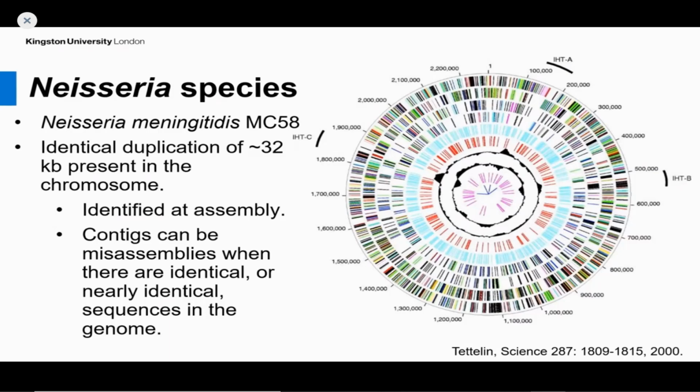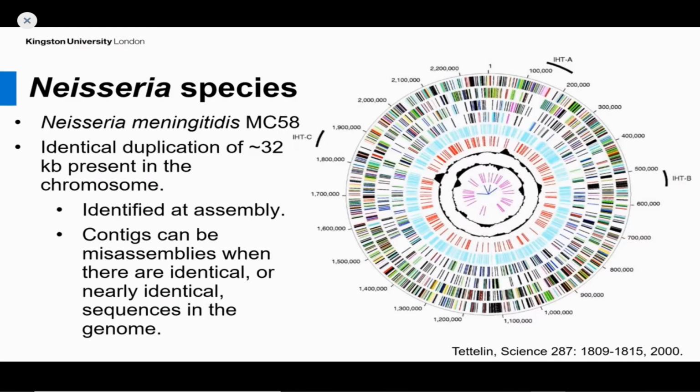One of them was strain MC58, and that was discovered during the assembly of the strain MC58 data from back then being Sanger sequence data. As that was being assembled and people were making sure that this was assembled correctly, it was discovered that some of those contigs were actually duplications. There was a 32 kb duplication present in the chromosome. So this was identified during assembly.